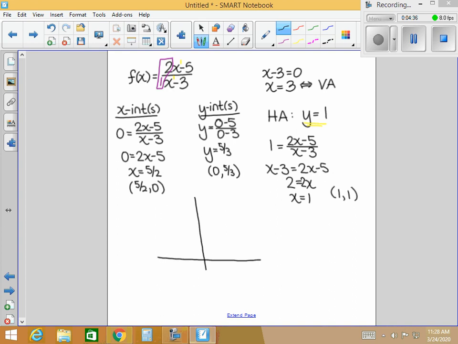From here, I'm going to try to create a sketch. Again, the sketch does not have to be perfect, but it has to go along with all of the things that you told me about. Meaning I can't make it cross the x-axis anywhere other than at (2.5, 0), and I can't make it cross the y-axis anywhere other than (0, 5/3).